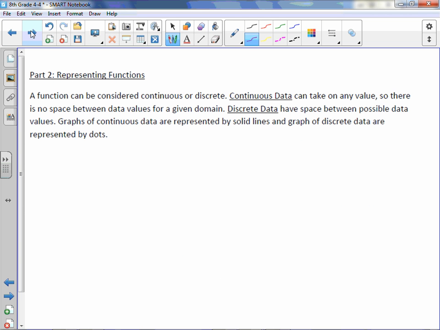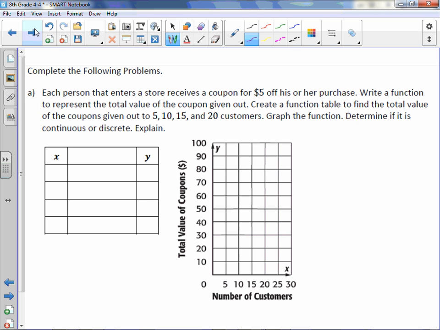So once again, graphs of continuous data are represented by solid lines, and graphs of discrete data are represented just by dots or points. So complete the following problems. Each person that enters the store receives a coupon for $5 off his or her purchase. Write a function to represent the total value of the coupon given out. Create a function table to find the total value of coupons given out for 5, 10, 15, and 20 customers. Graph the function, determine if it's continuous or discrete, and explain.